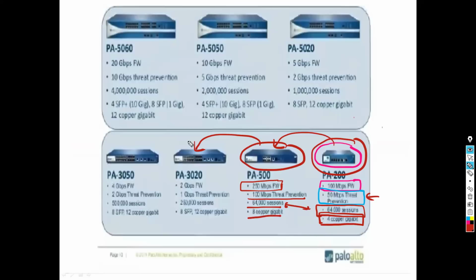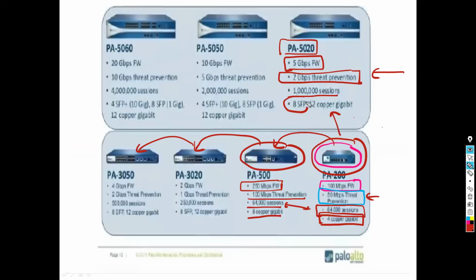So you can compare your devices. You can visit the Palo Alto website to compare all the appliances. For example, the PA5000 series firewall can give you 5 Gbps firewall throughput. This firewall can support 2 Gbps for threat prevention, and it can support 10 lakh sessions approx. We have 12 copper gigabit Ethernet interfaces and 8 SFP modules.